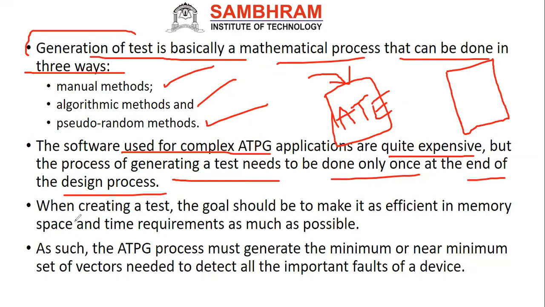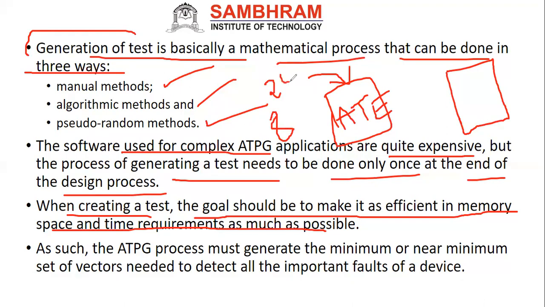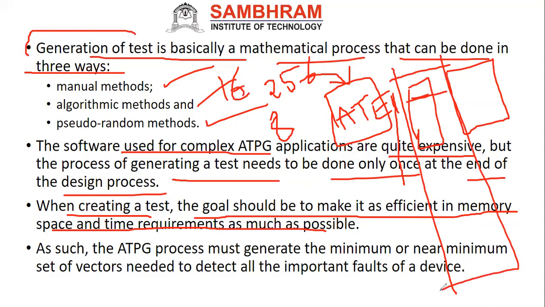Now, when creating a test, the goal should be to make it efficient in memory space. Why? If it is 8-bit, 2 to the power of 8 is 256 test vectors, so I need only very little memory to store the 256 8-bit words. How many word lines do I need? 256 word lines are required as addresses. If I go for 16-bit, I need 2 to the power of 16 address lines, so my memory size will be more.